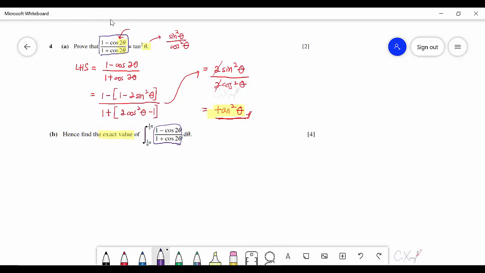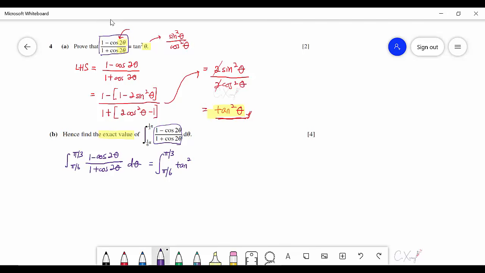Okay, so again, the style of the question is like this. For the first part, when they ask you to prove something, generally you need to apply it in the second part. Okay, so we will start from here. I'm having pi over 3 divided by pi over 6 for this expression. Since I know this expression equals tangent square theta, I will substitute it using tangent square theta.